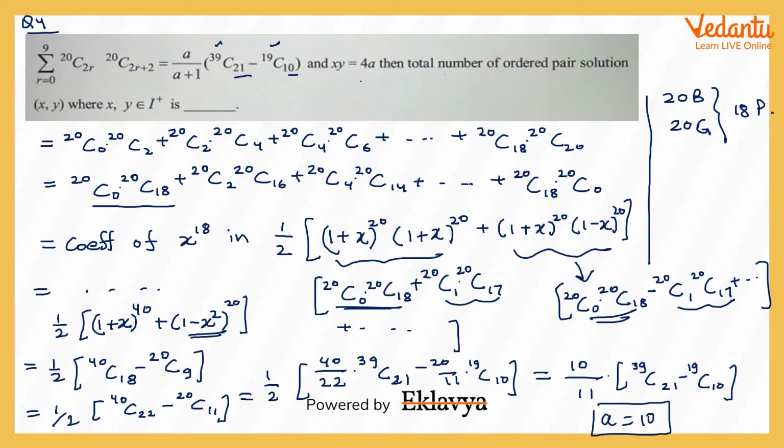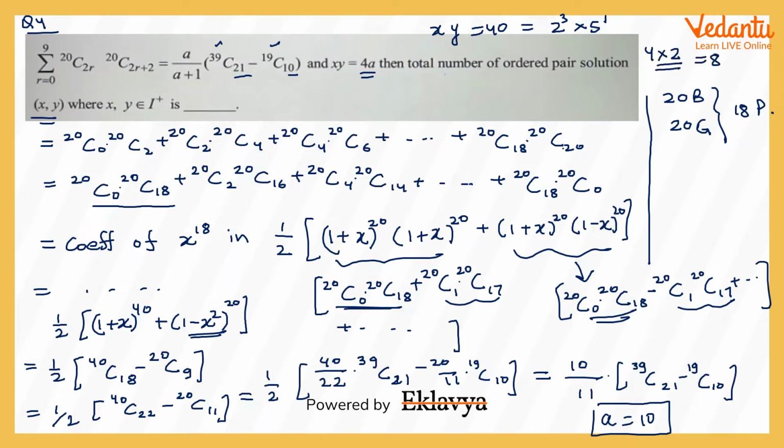Okay, they are looking for XY as 40. Total number of ordered pair solutions XY, where XY belongs to I plus. So basically we need to find the factors. 40 being 2 power 3, into 5 power 1. So the number of factors will be 4 into 2, that is 8.